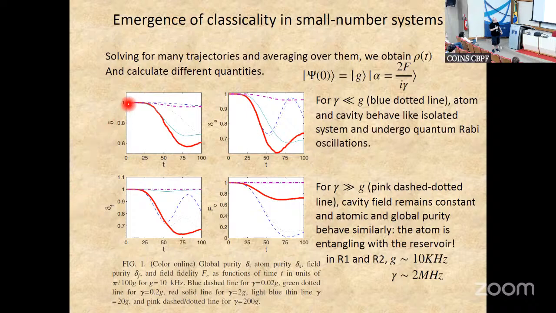But if you look here, you see that the global purity of the system and the purity of the state of the atom have the same behavior. So basically, the question is, with whom is the atom getting entangled? Well, the atom is getting entangled with the reservoir. The atom is getting entangled with the photons that are leaking from the cavity. Okay, that's what's happening. So this is the regime of the Ramsey zone, the R1 cavity.